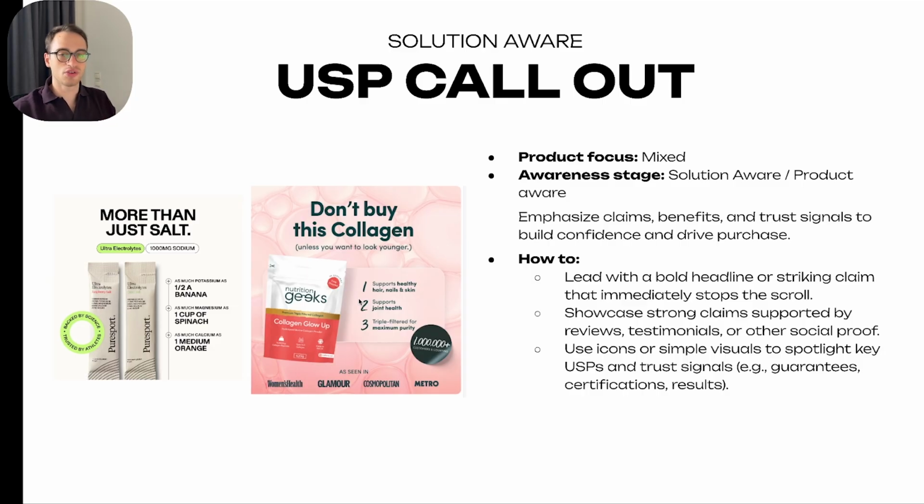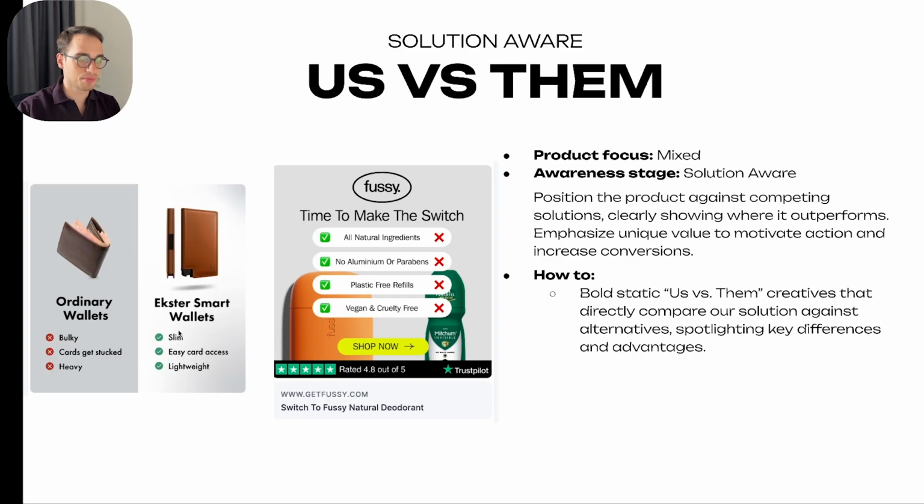Every startup out there is really leading with a claim, and then we just go into "don't buy this collagen. Here's why", because it's actually different, and it has more than a million customers, more than just sales. What we're selling here is electrolytes. Again, electrolytes is a very saturated market. So again, it shows as much potassium as half a banana, 1 cup of spinach, or a medium orange. It's just completely different here.